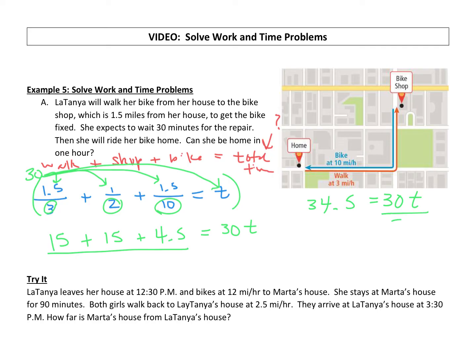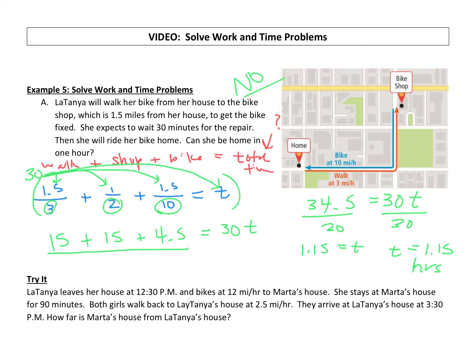Let's solve for our time by dividing both sides by 30. That gives us 1.15 equals t, but let's rewrite it. T equals 1.15, and then our time was in hours. So can she do all this in 1 hour? No, she can't. It's going to take 1.15 hours. So she cannot be home in 1 hour. Nope, we just answered the question.